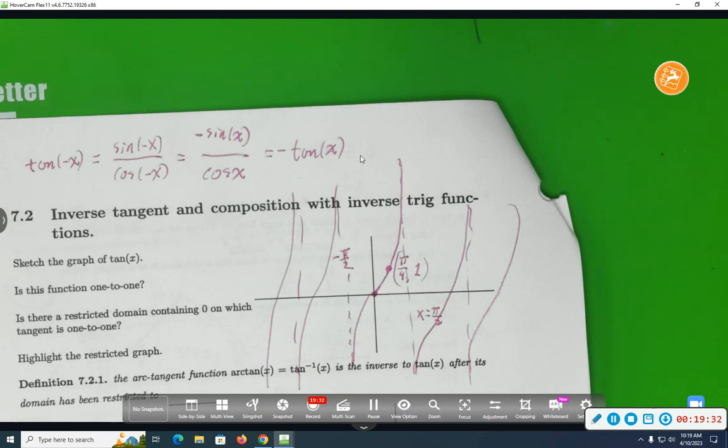Let's see, show of hands. There are going to be 3 options: yes, no, and I don't remember what 1-to-1 means. It is 1-to-1. It is not 1-to-1. I don't remember what 1-to-1 means.